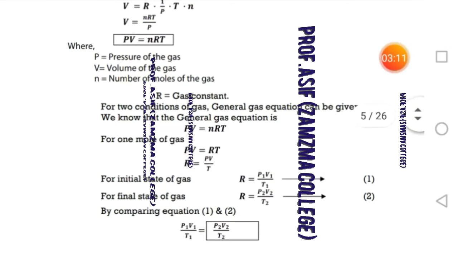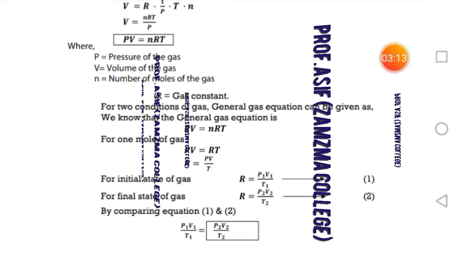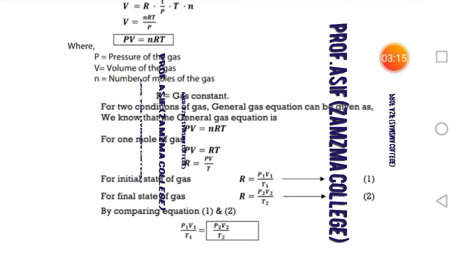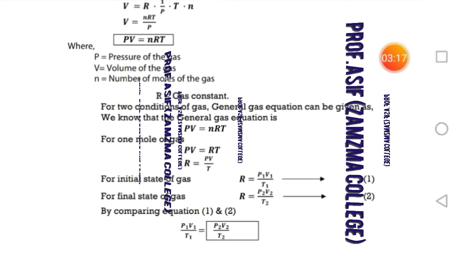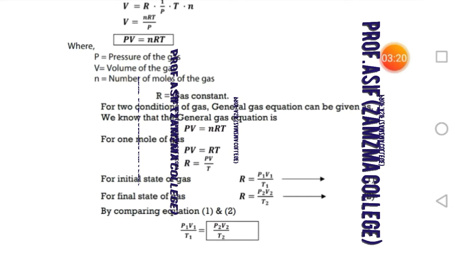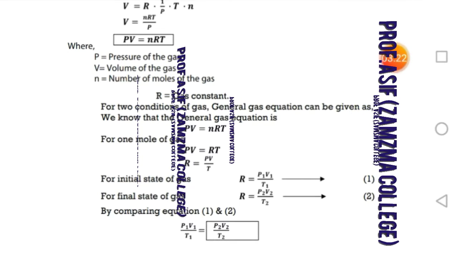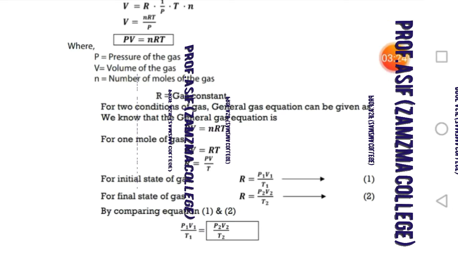PV is equal to nRT is commonly known as the general gas equation. In this equation, R is a gas constant. It has two values, 8.314 and 0.0821.